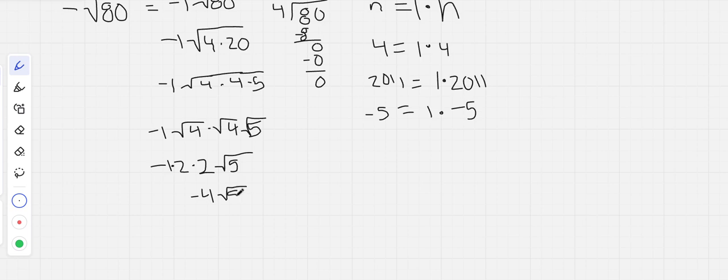We also could have just stopped here because the square root of a number times the square root of that same number is equal to that number. So for instance, the square root of x times the square root of x equals x. Or in that instance, the square root of 4 times the square root of 4 equals 4.